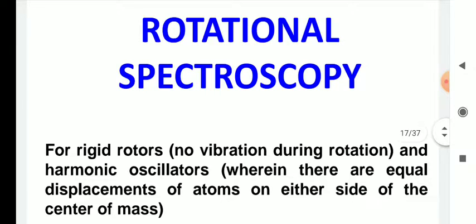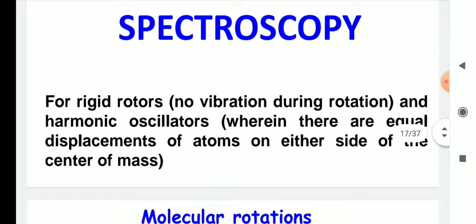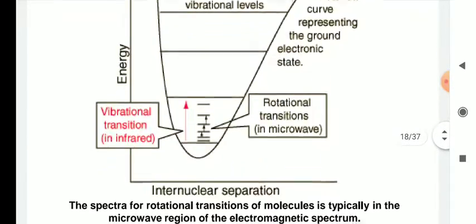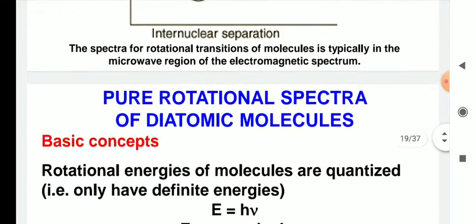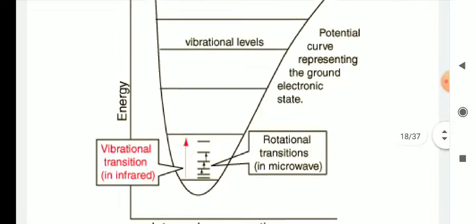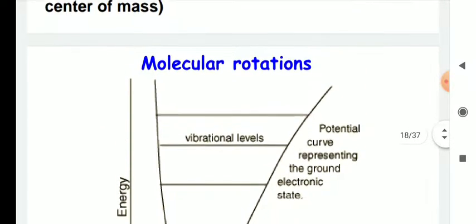For rigid rotors and harmonic oscillators, displacement of atoms on either side of the center of mass. The rigid rotor is nothing but the bond which connects two atoms of a diatomic molecule being a rigid one, which rotates about a fixed axis, and is called a rigid rotator.